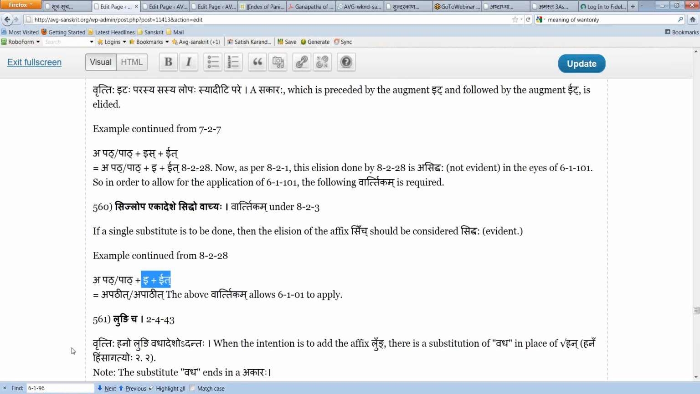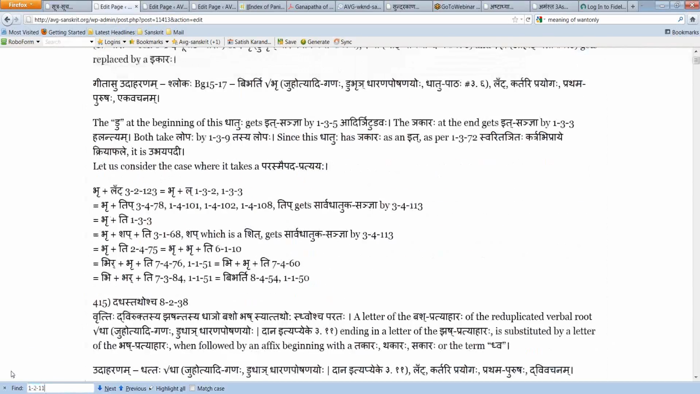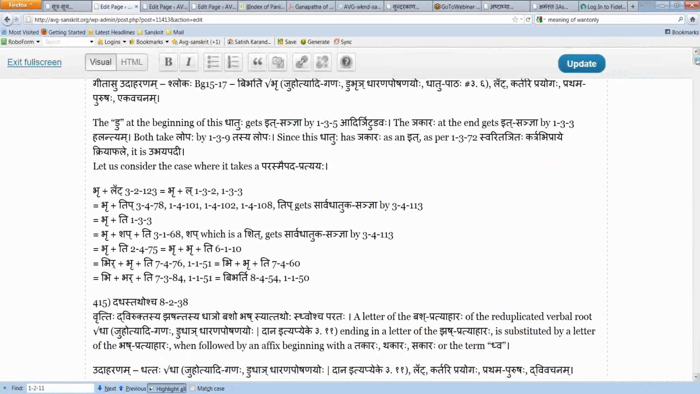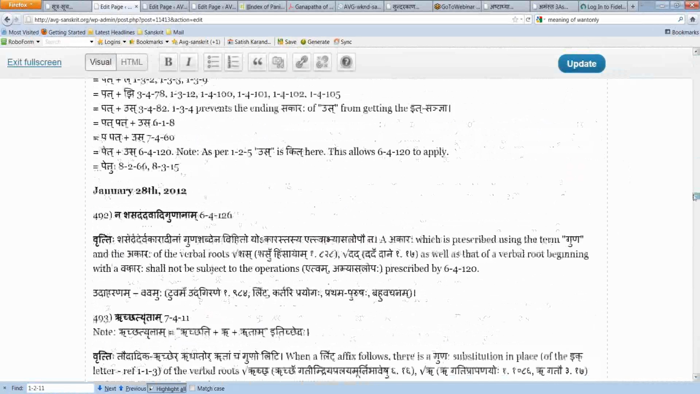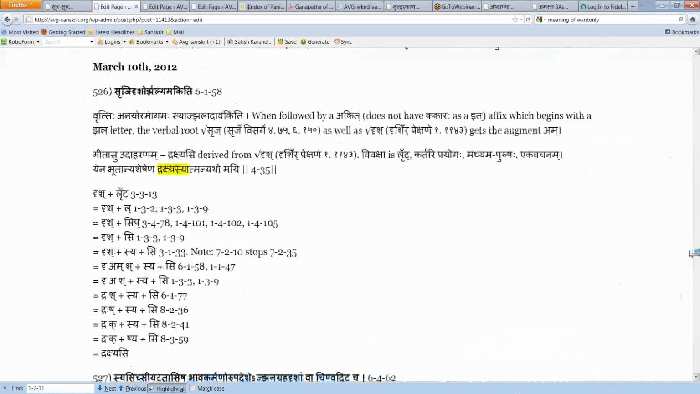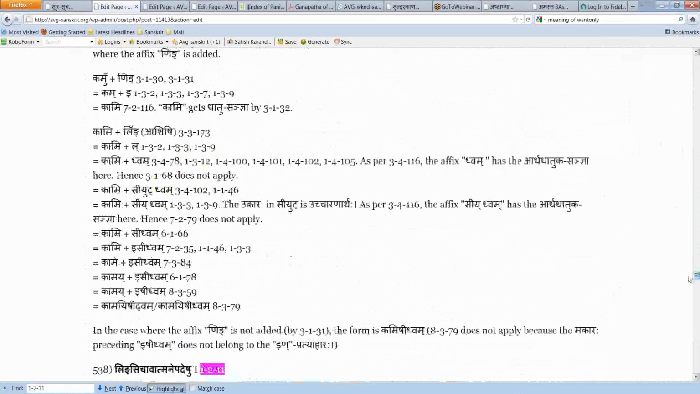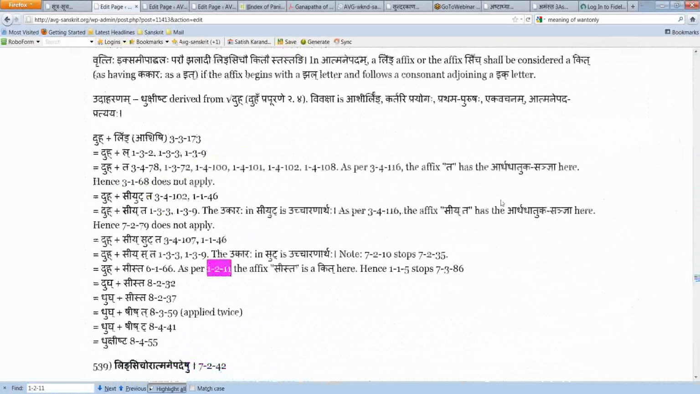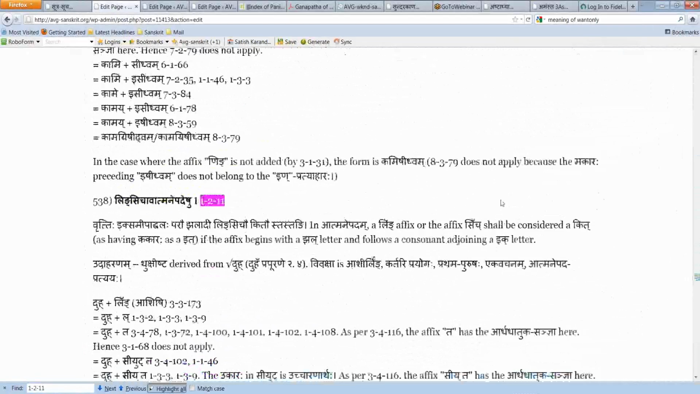It's fairly straightforward. So we're looking at 1.2.11 and 1.2.12. Let us see if we can find them here. Ling sicha atmanepadeshu and ushcha. Ling sicha atmanepadeshu. Okay.